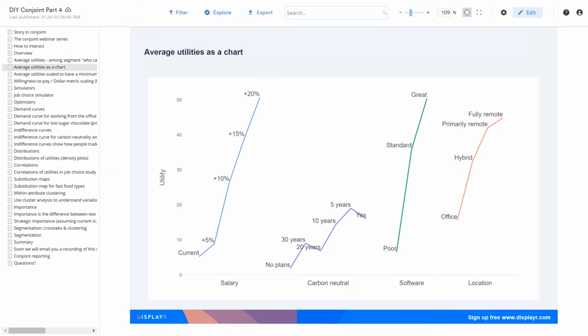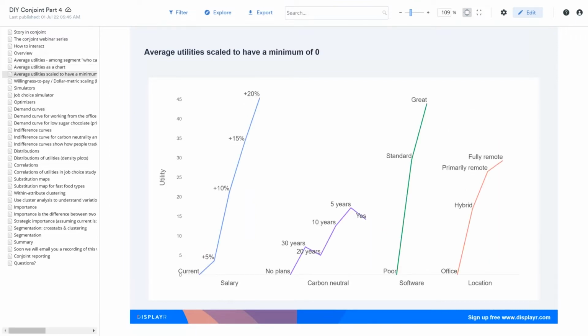It's much easier to read utilities as a chart. The traditional way of showing utilities is via a line chart like this. Now, our lowest level of utilities aren't at 0, and this makes this line chart look a little bit weird, so I'm going to scale it again. Just dragging each of these lines down to have a utility of 0 for the lowest or least appealing level of the attribute.